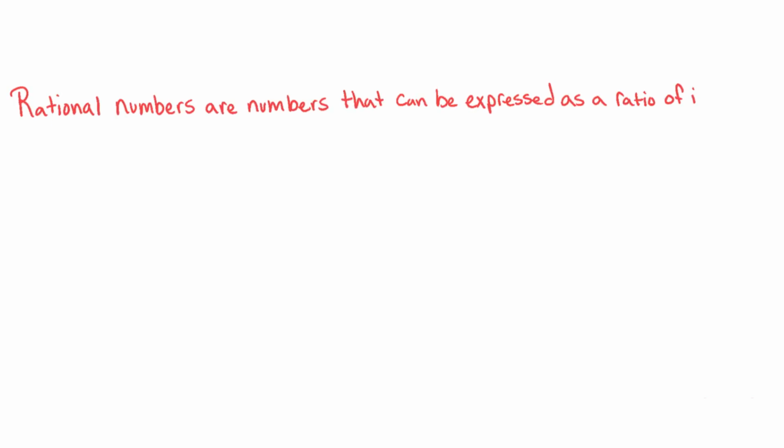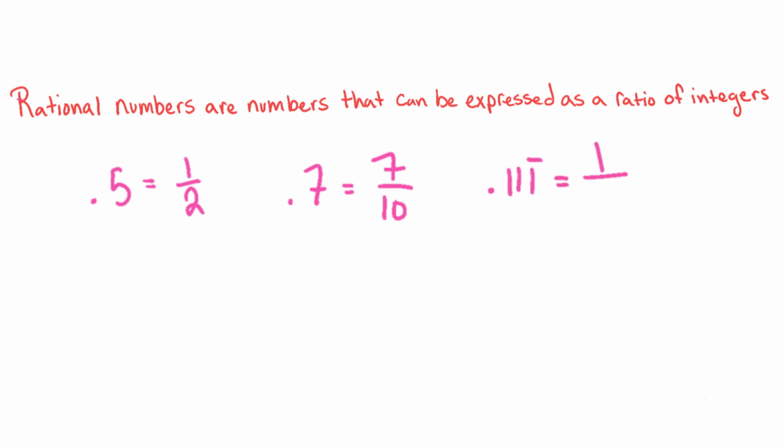In this video, I'm going to prove that the square root of 2 is irrational. Before we start, so we're all on the same page, I'm just going to run through what a rational number is. A rational number is any number that can be expressed as a ratio of two integers. For example, 0.5 is 1 over 2, 0.7 is 7 over 10, and 0.111 repeating is 1/9.